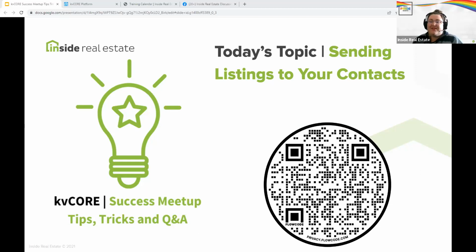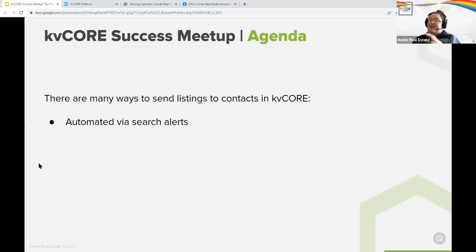All righty, and away we go. Today's topic is different ways to send listings to your contacts, because there are a lot of ways to send listings to your contacts within KV Core. They break down into two sections. There's automated, which is search alerts, which is pretty straightforward. We won't spend too much time on that today because we have a lot of training on it already. And then there's manual. That's where we're going to spend most of our time today: how I can manually send specific listings to my contacts.